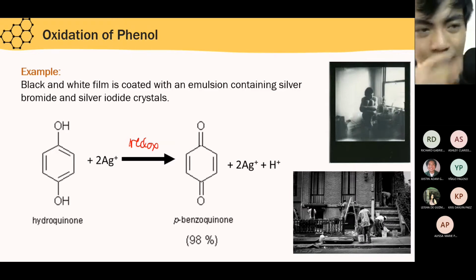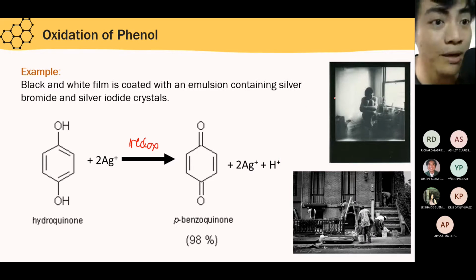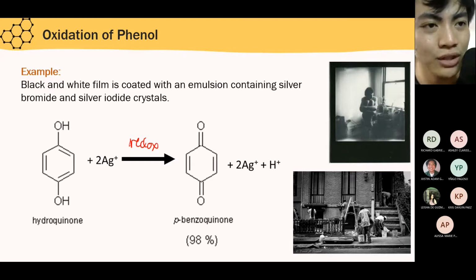Kaya mapapansin mo yung mga lumang film, medyo madilaw siya kasi they used para-benzoquinone. So yun yung ginagamit. Kaya tingnan nyo dito, medyo yellowish yung ilang part. Sepia tawag doon. So para-benzoquinone yung dahilan bakit ganun. And then the dark spots could be attributed to some of the silver that is deposited as solids. Ayun. So, siya yung ginagamit sa film.